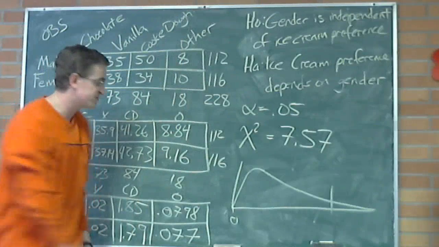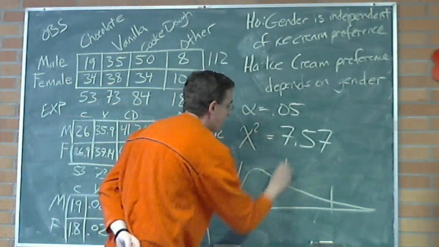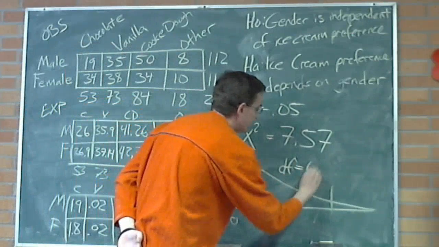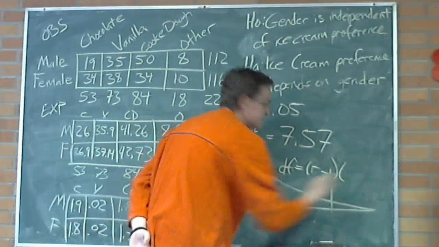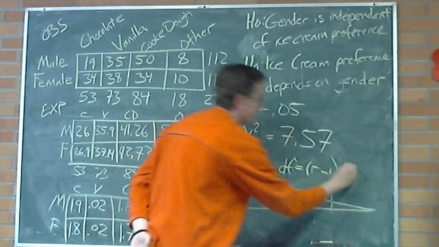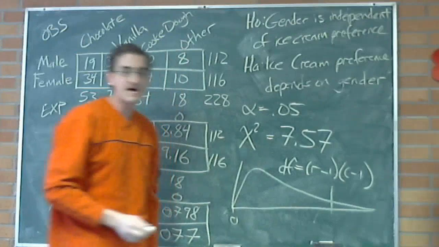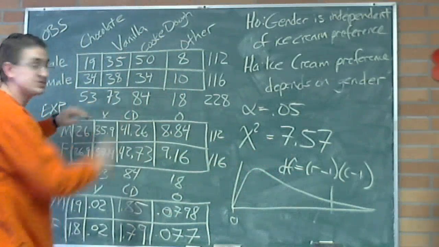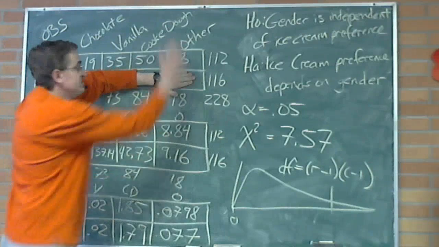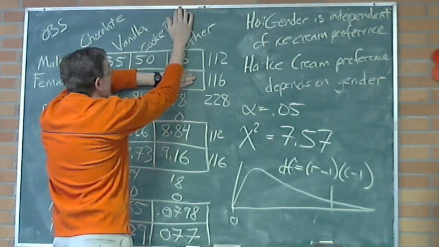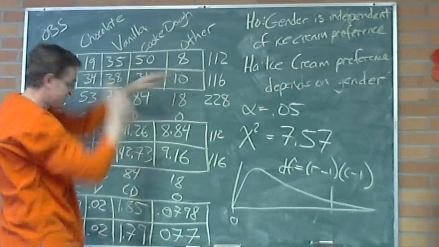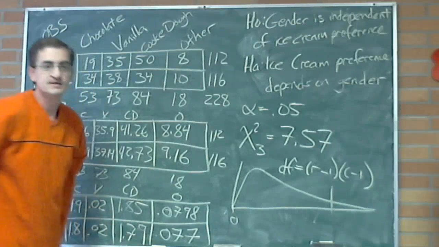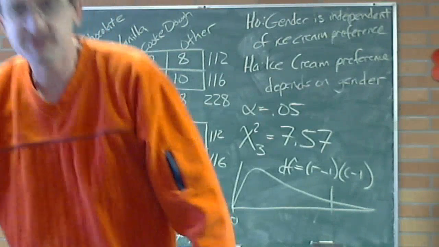So what's the rule for degrees of freedom? Degrees of freedom is how many rows you have minus 1 times how many columns you have minus 1. For math people, they want the equation. There you go. For picture people, here's what you do. You look at your table, you erase a row, you erase a column. How many squares are left? 3 squares. So my degrees of freedom are 3. We'll start a new video, and we will talk about the chi-squared table.